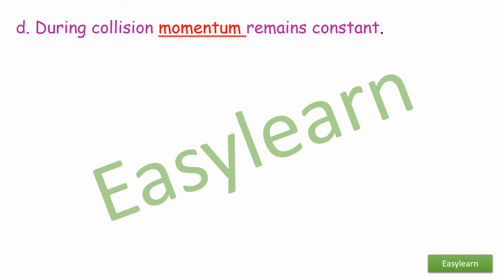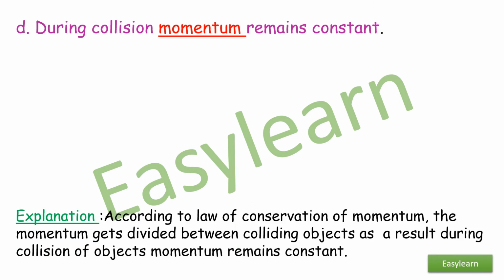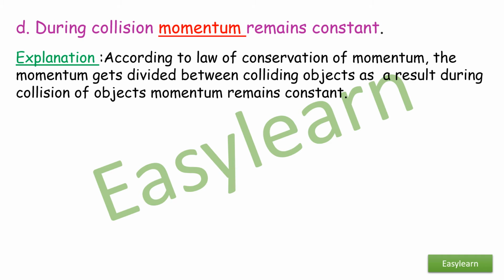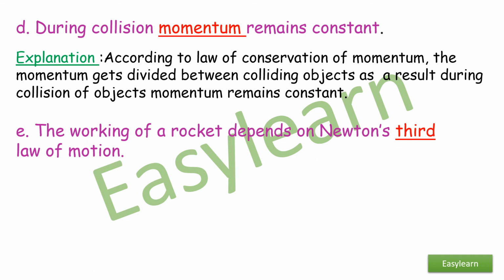D. During collision, the momentum remains constant. Example: According to the law of conservation of momentum, the momentum gets divided between the colliding objects. As a result, during collision of objects, momentum remains constant.